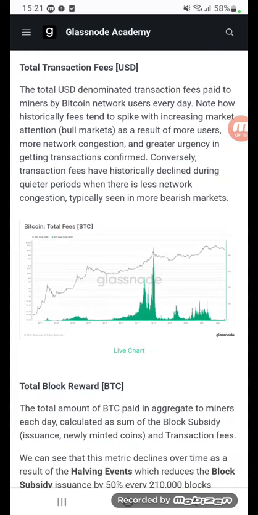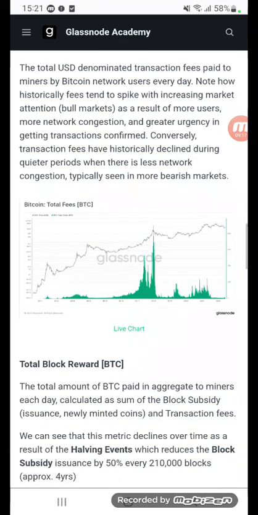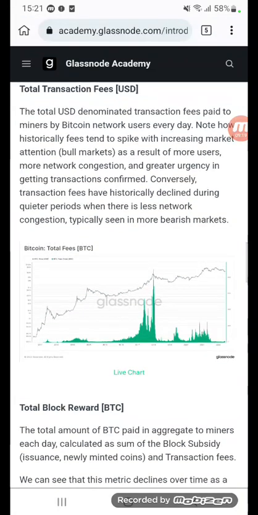Total transaction fees USD: the USD-denominated transaction fees paid to miners by Bitcoin network users every day. Note how historical fees tend to spike with increasing market attention, in bull markets.